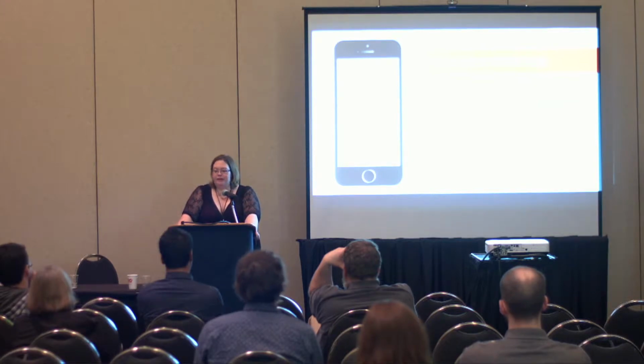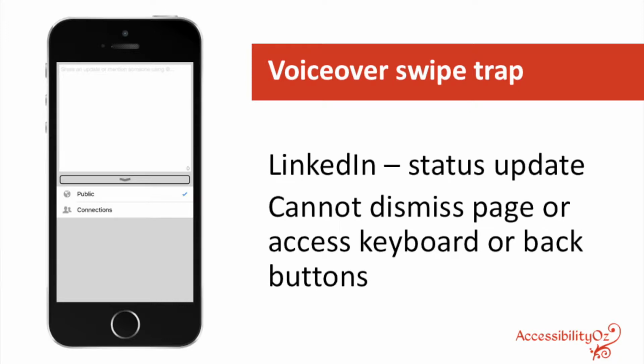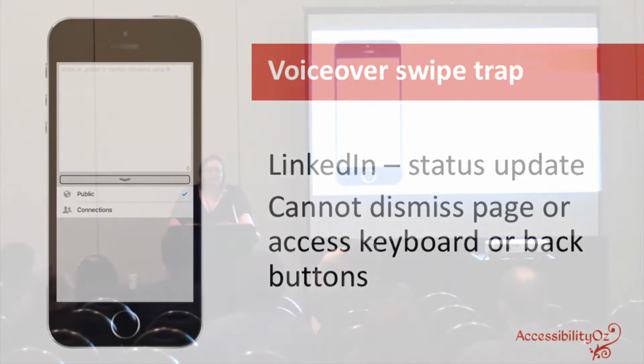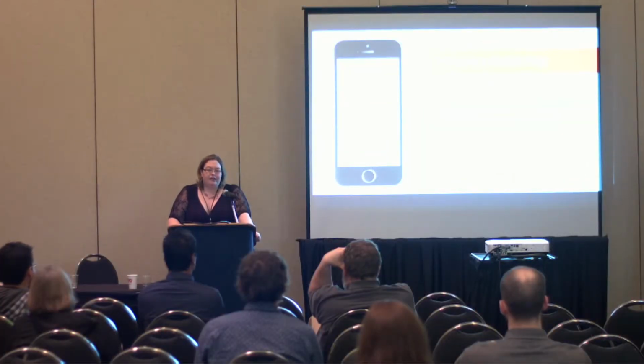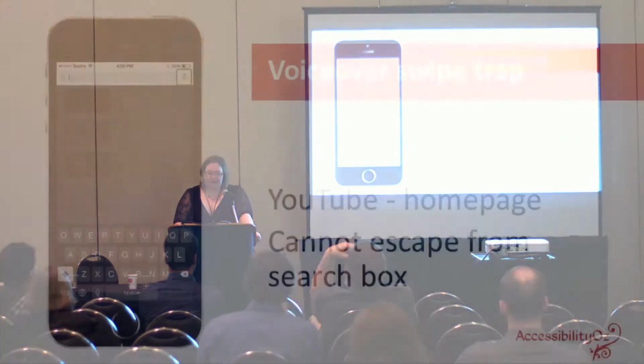VoiceOver swipe trap. So the way to navigate using VoiceOver on mobile is to swipe like this. And so that's basically almost tabbing using a keyboard. This is the LinkedIn status update for the LinkedIn mobile app. And so when you've written your status and you go to post it, it says, do you want to post it to public or connections? And you can't actually move off that arrow. You can't go back, you can't go forward, so you have to basically close the application and start again.